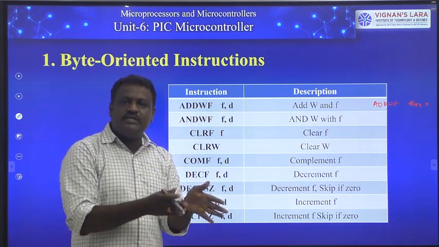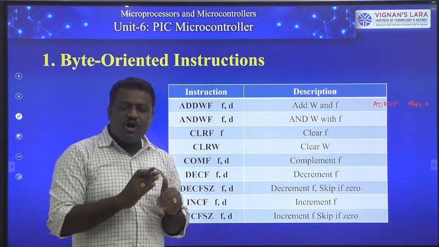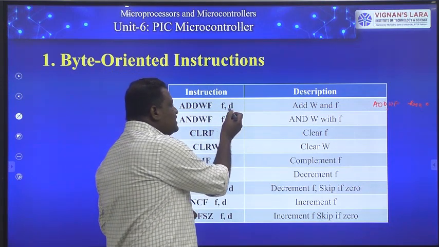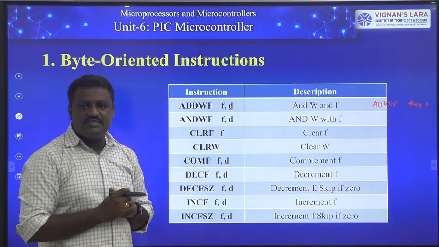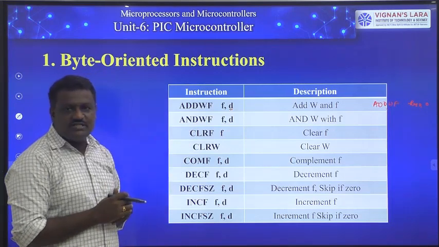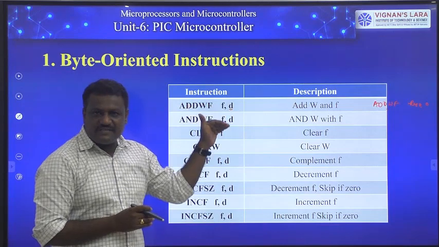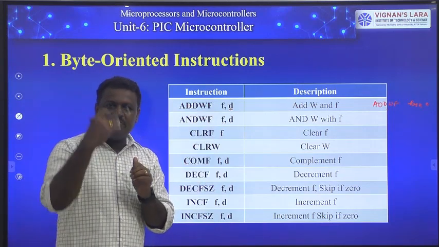The result is stored either in working register W or in file register F, depending on bit D. So that's the meaning of this. And similarly, my next instruction is ANDWF F comma D. It is similar to the previous case.